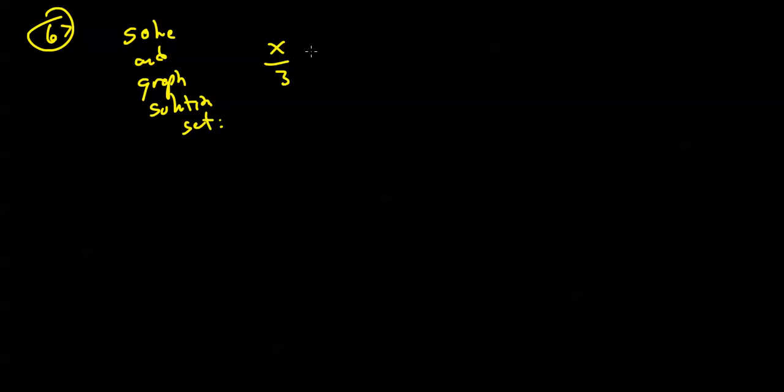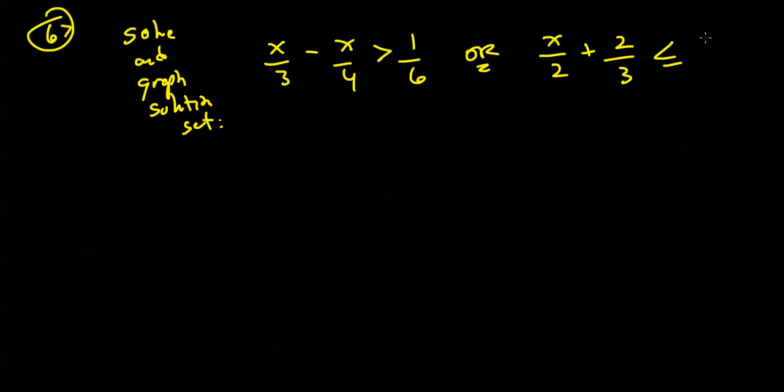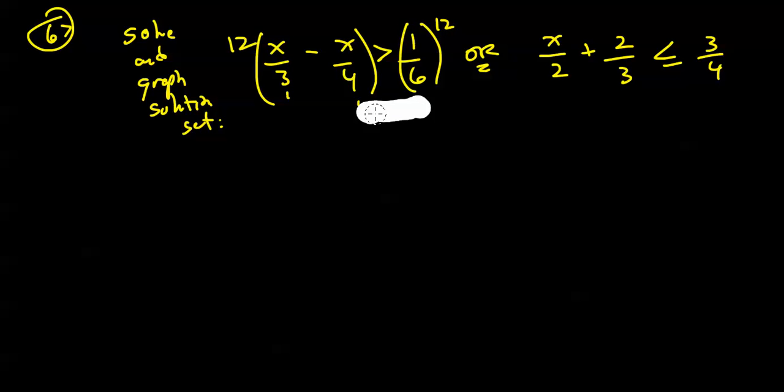X over 3 minus x over 4 is greater than 1/6. Now don't panic. Yes, it has fractions in it. We can deal with them. Or x over 2 plus 2 over 3 is less than or equal to 3/4. Now, of course, my mode of attack here is to get rid of these fractions. I don't want to deal with these fractions, and I do that by multiplying both sides by the LCM. The least common multiple of 3 and 4 and 6 is, of course, 12. I'm going to multiply both sides by positive 12 and leave the arrows alone.